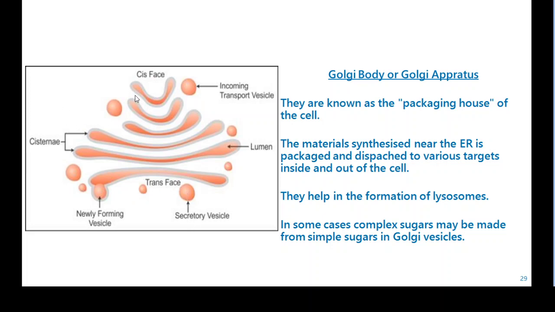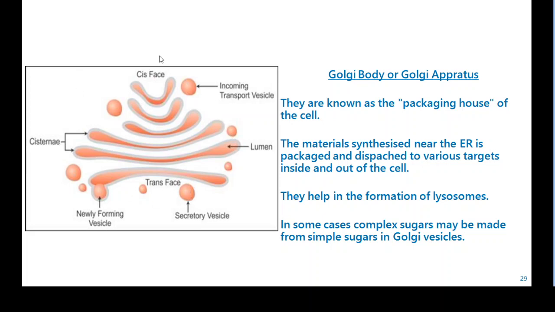Apart from packaging, it also helps in the formation of lysosomes. You studied in your previous session that lysosomes are the suicidal bags of the cell, which help in killing foreign bodies and in some cases also help in killing their own cell. That is why they are suicidal bags. So they require powerful hydrolytic enzymes, and those enzymes are given to them by the Golgi bodies. In many cases, Golgi bodies have also been found to make complex sugars from simple sugars. If simple sugars are present inside the Golgi bodies, they can pack them, convert them into complex sugar and easily transport them to the target sites.